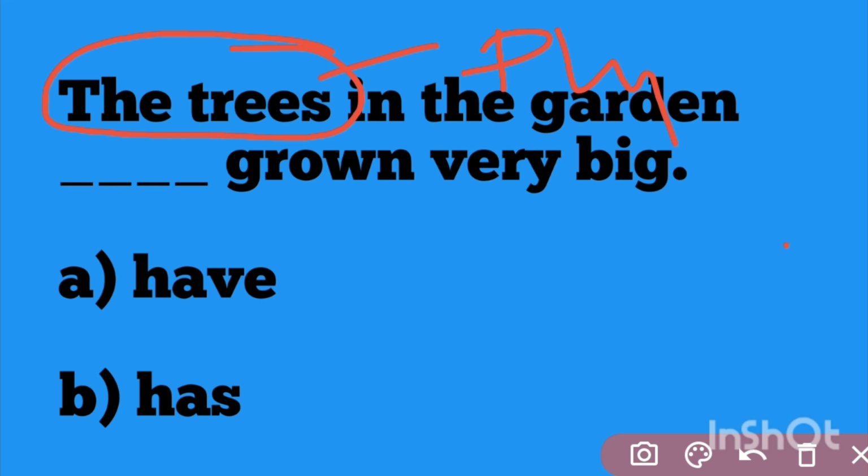You know, my dear friends, trees is plural. It is third person, plural number. So obviously, we have to choose the auxiliary verb which is plural in nature. So have is plural. So the answer will be the trees in the garden have grown well. So my dear friends, the correct answer is have.